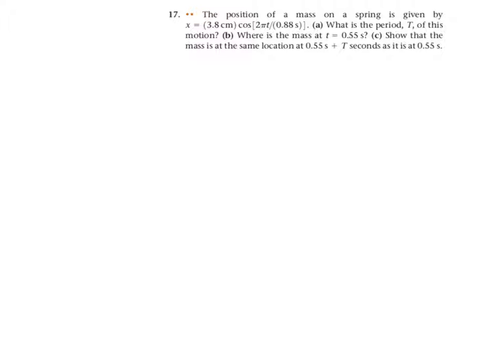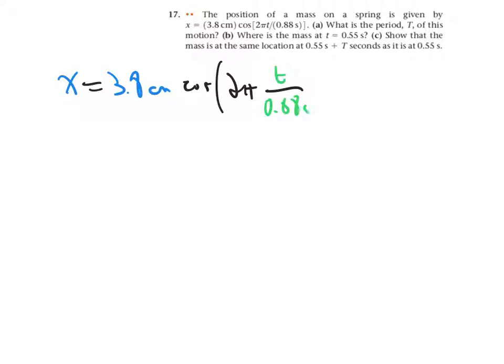So let's rewrite our equation, and we're going to say that x is 3.8 centimeters times the cosine of 2 pi, the time over 0.88 seconds.